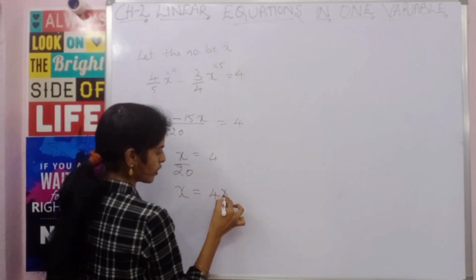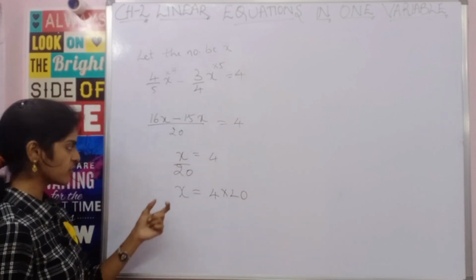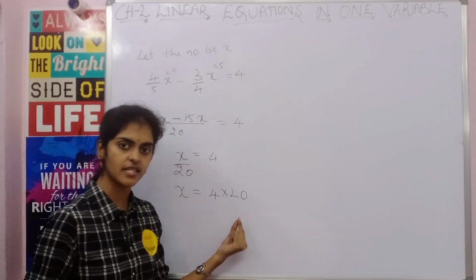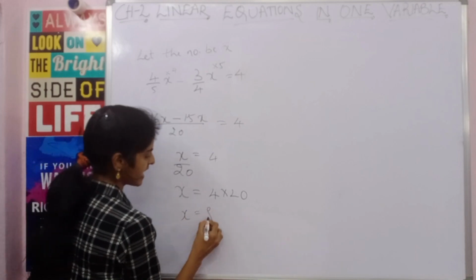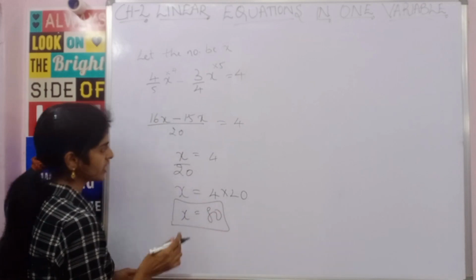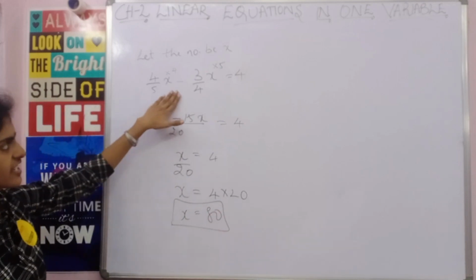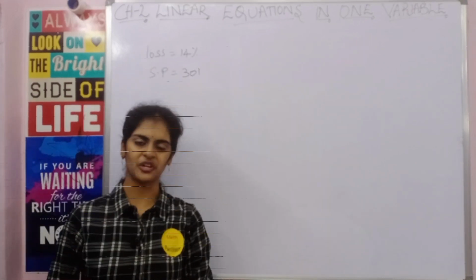x is nothing but 4 into 20. Why? 20 is in division. Here if it goes to the other side it becomes multiplication, so x is 80. Okay, so you can substitute the value of x in this condition and check if the value is 4 or not. Moving on to the next question.